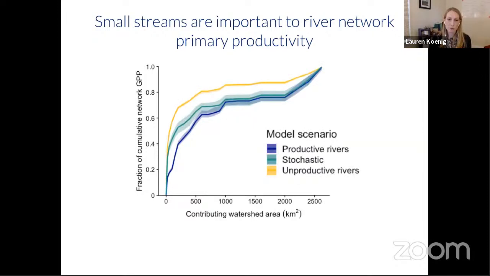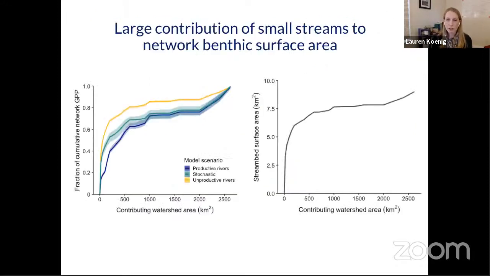And as we might expect, small streams become even more important if we relax this assumption that large rivers are highly productive. So even though at the reach scale, productivity in small streams may be low or may be limited to relatively narrow temporal extents, at the scale of entire river networks, we can't discount their contribution because they make up a large proportion of watershed benthic surface area in most networks.